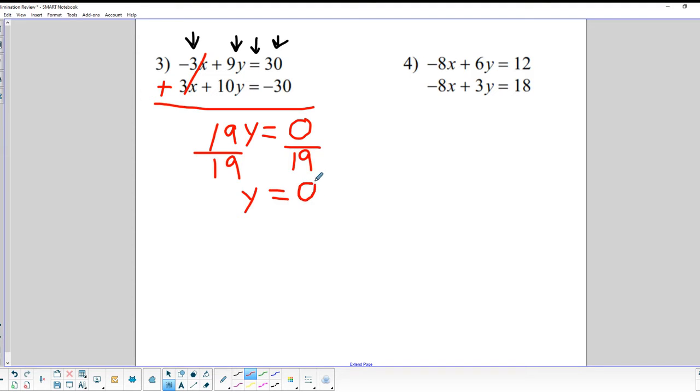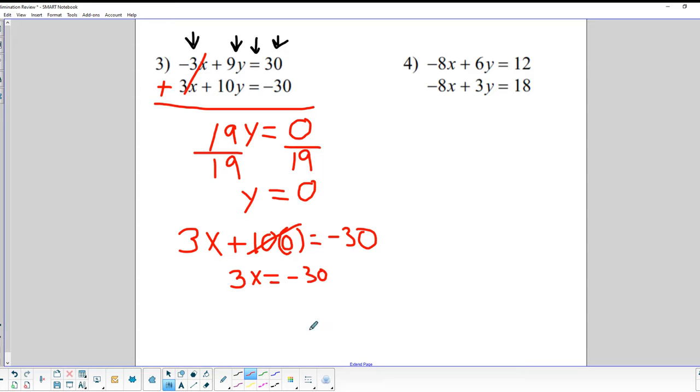Well, once we know what y is, we can take that number back up to one of the original equations and substitute it in. So let's put it in for this y here in the bottom equation. And so we'll be left with 3x plus 10 times 0 equals negative 30. When we multiply 10 times 0, that just eliminates that term because it's 0.